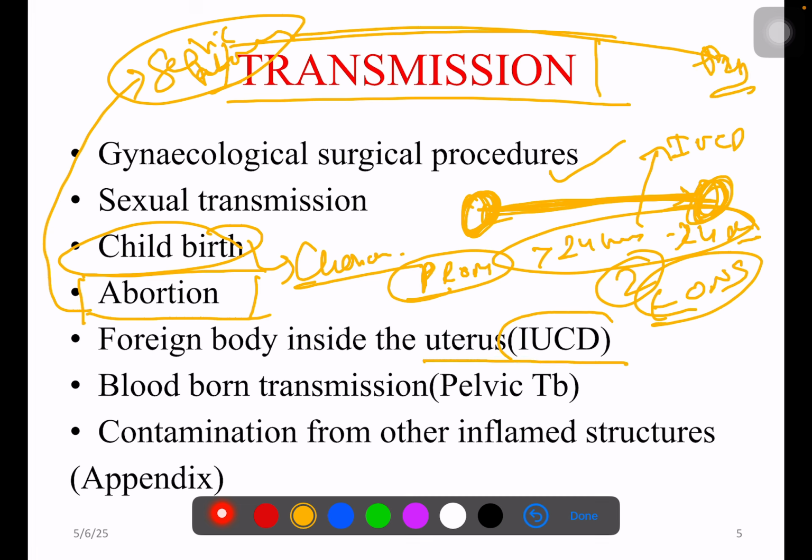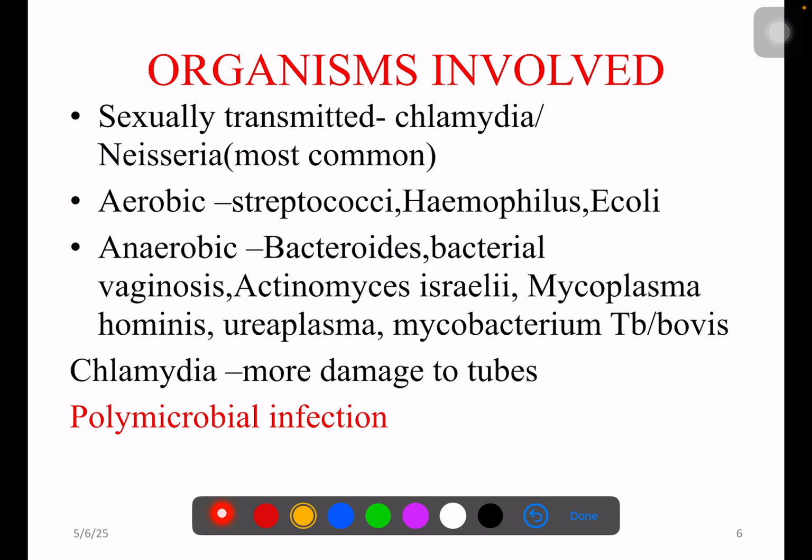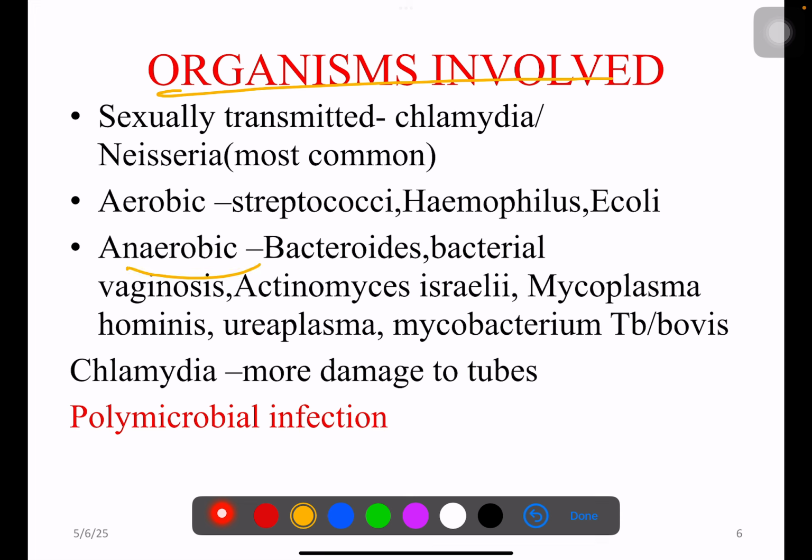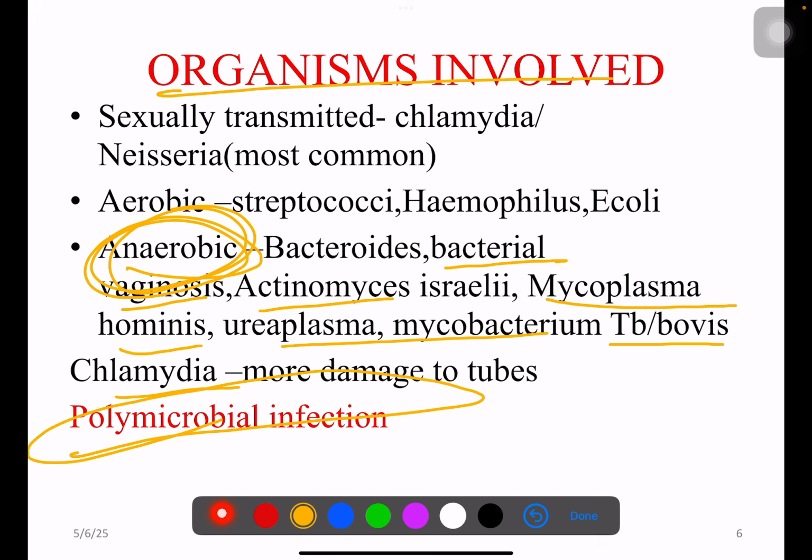Foreign body inside the uterus like IUCD, blood-borne infections, and contamination from other inflamed structures like the appendix. Now, there's one criteria where we admit the patient, but let's talk about the organisms first. You need to remember that anaerobic organisms play a major role, like bacterial vaginosis, Actinomyces, Mycoplasma hominis, Ureaplasma urealyticum, TB, chlamydia, and polymicrobial infection.